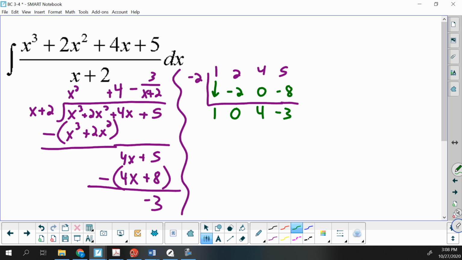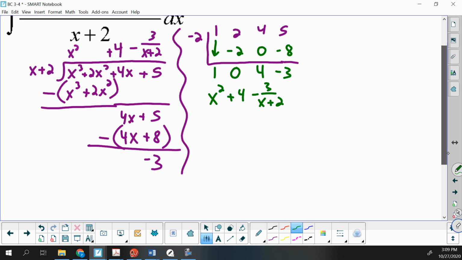The degree of your answer is always 1 less than the degree you started with. So we started with x cubed, so we would have 1x squared, no x's, constant, and then remainder, so minus 3 over x plus 2. So either case gets you to the same thing.